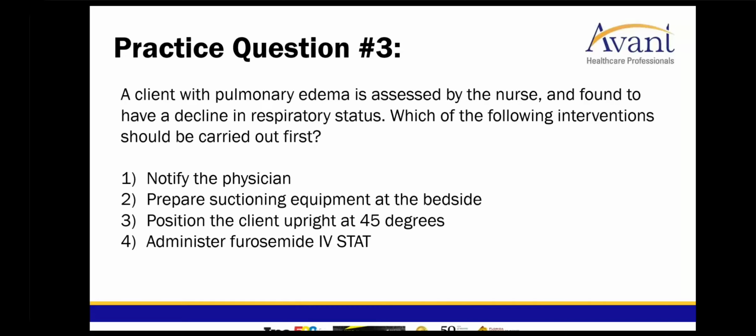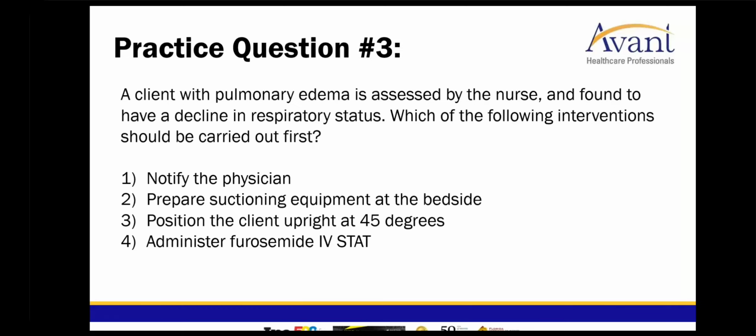Notice that all of the answer choices are interventions. And the reason for that is because the assessment was done in the question. Notice it says is assessed by the nurse. So we know the assessment is done, so we're looking for an intervention answer. Can the ABCs help us out here? Well, there's nothing here to directly indicate a respiratory intervention like airway, breathing, circulation. So what can help us to understand what needs to be done first?